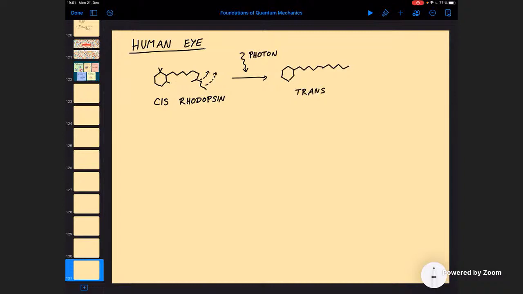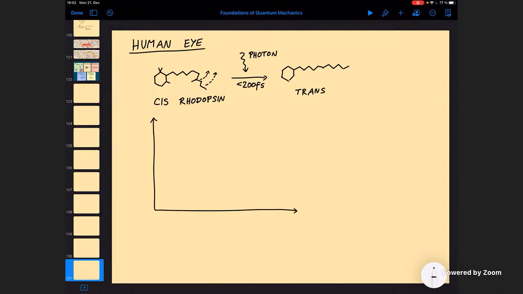And this is a very fast process. It happens in less than 200 femtoseconds. Oh, thank you. The chemists approve. Well, I haven't drawn all the details. Okay. So we will in a moment talk about the further steps, but it's really interesting to see how even this step already contains irreversible elements.